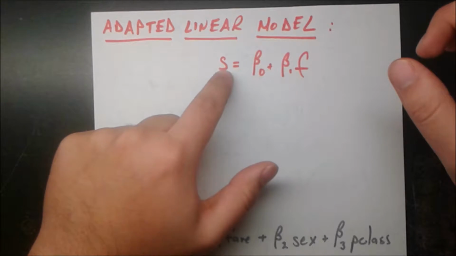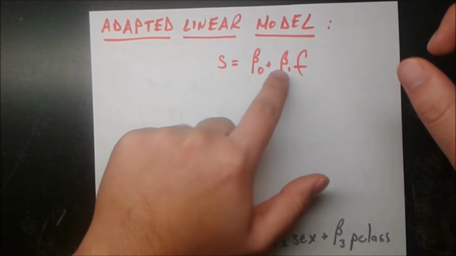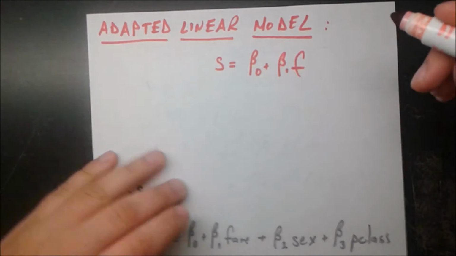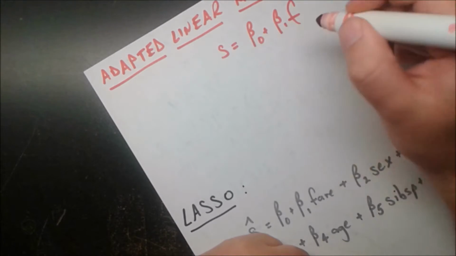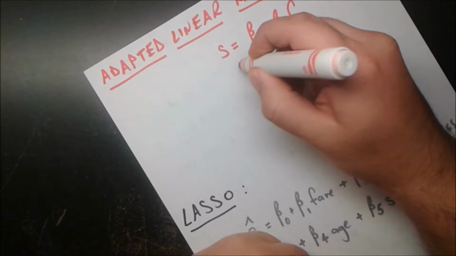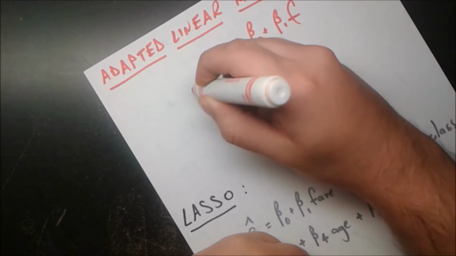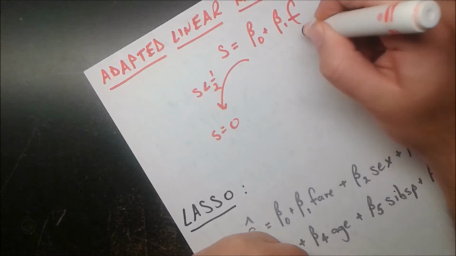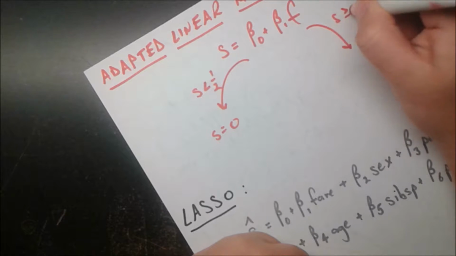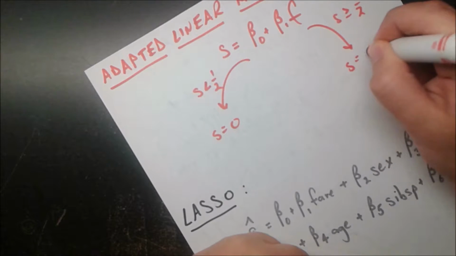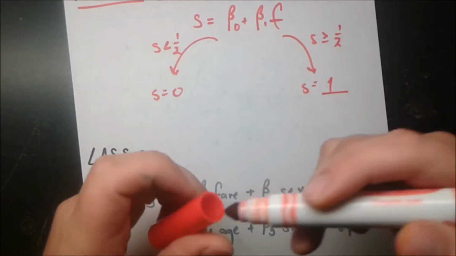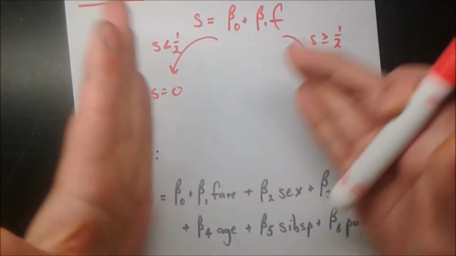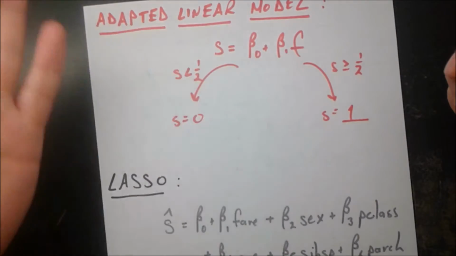But anyway, so it's trying to predict the survival based on beta naught plus beta 1 times fare. Now, what if we just apply the same logic as the logistic model? We say that we don't just take S as is because it's never going to be correct. Instead, if S is less than a half, then we set S equal to 0. If S is greater than or equal to a half, we set S equal to 1. So that means the linear model is always going to give values which are 0 or 1, not any continuous range. We're basically just making a piecewise function here.